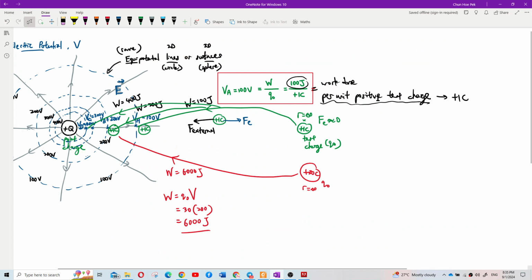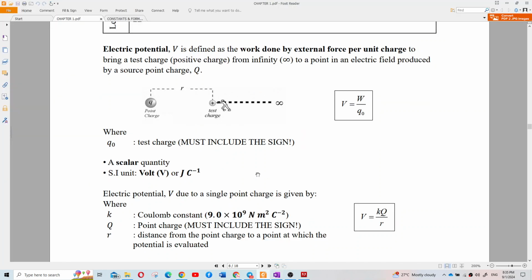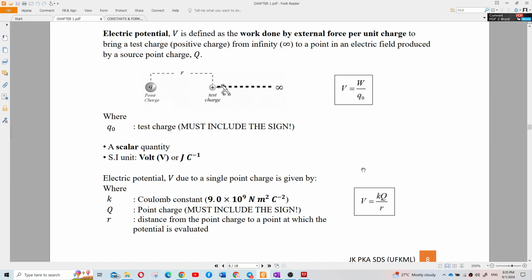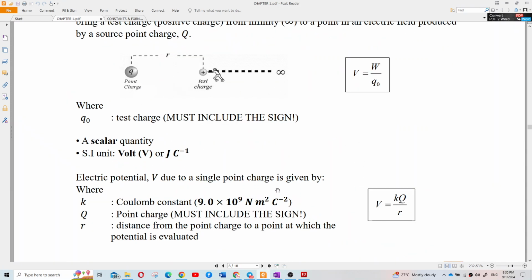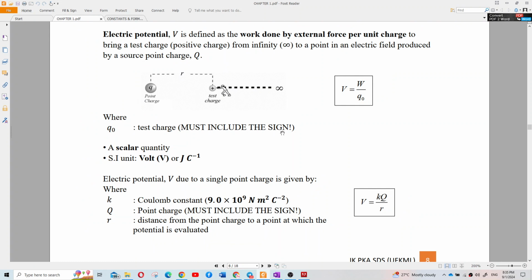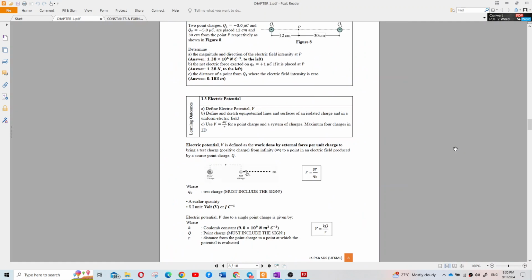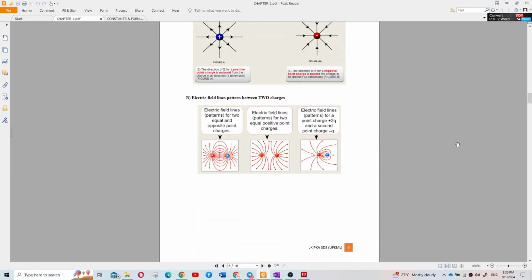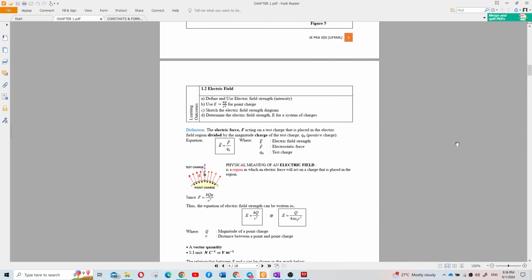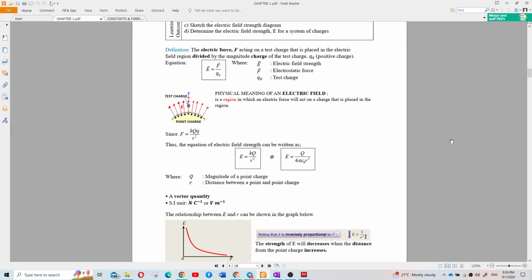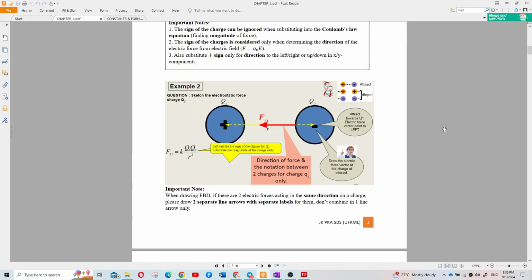Okay, you understand the definition now? Hopefully you understand. Now I want to explain the equations, here why the test charge you must include the sign, and the point charge also must include the sign. What does it mean? Last time you learned what? You learned force and electric field, right?